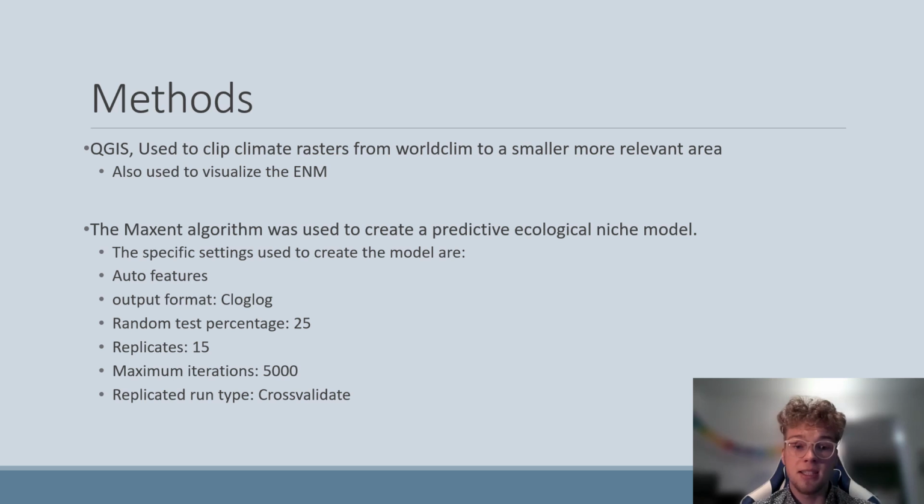The specific settings that we used were the auto features with an output format of cloglog. We used a random test percentage of 25. We replicated it 15 times. We set the maximum iterations to 5,000, and we used that 25% of random test data that was excluded to cross-validate the results of the running of Maxent.